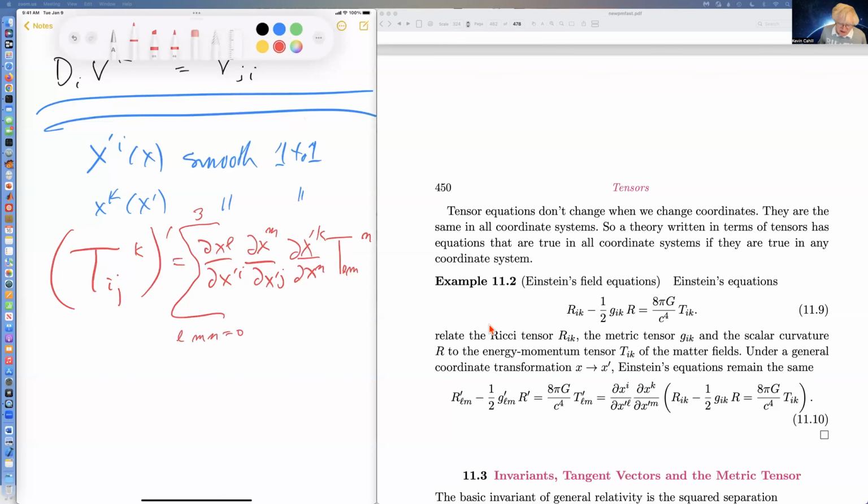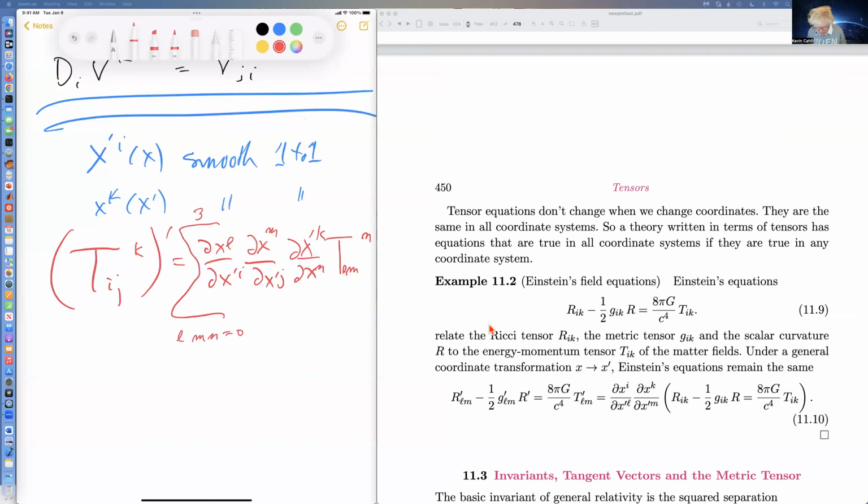And so the basic thing is then that tensor equations don't change when we change coordinates. I mean, at least if we make sensible changes of coordinates. They're the same in all coordinate systems. And so a theory written in terms of tensors has equations that are true in all coordinate systems if they're true in any coordinate system.